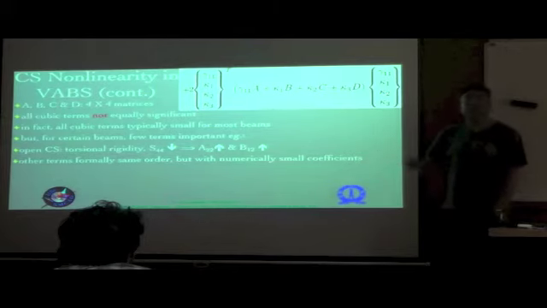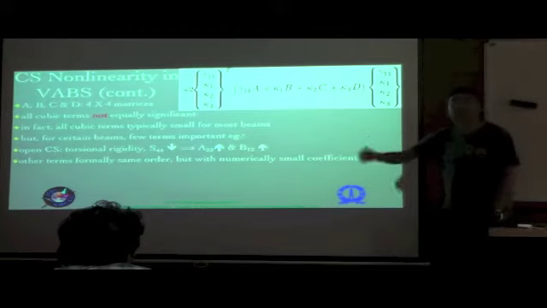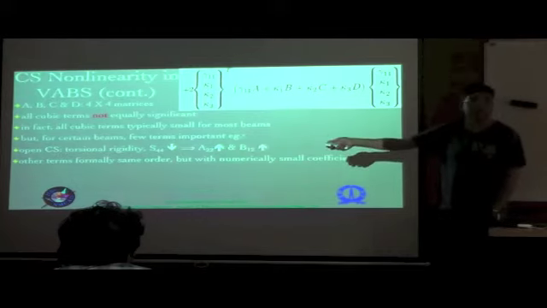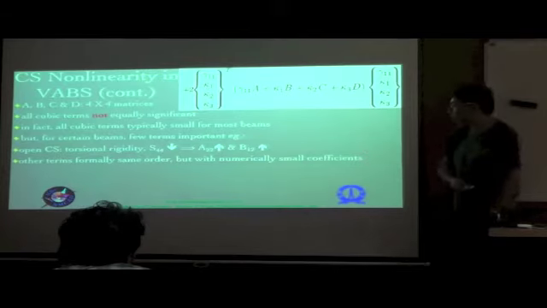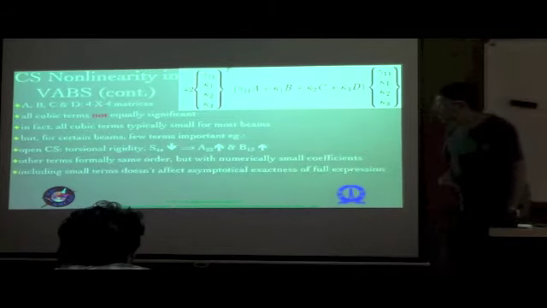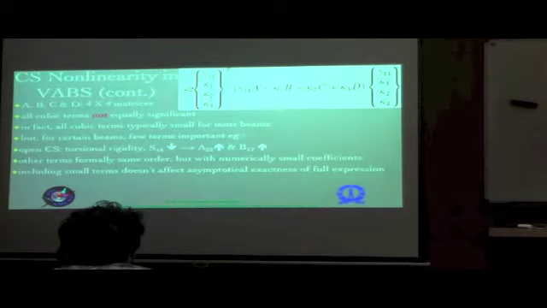On the other hand, whether you have or don't have higher order terms which you are anyway not interested in, it really doesn't matter, because the order of magnitude is correct only up to the order that you are trying to derive the theory for. So, including small terms does not affect asymptotical exactness in the full expression.